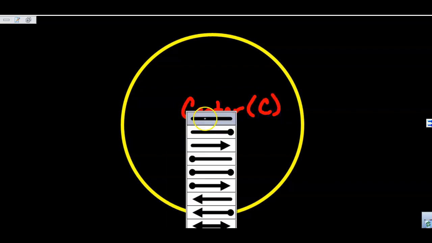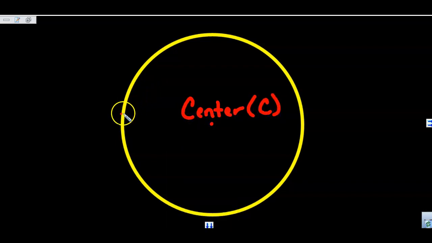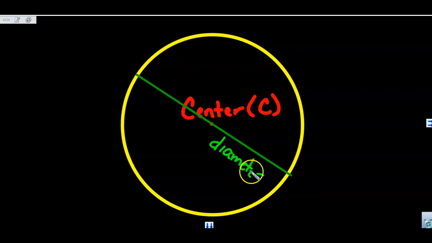Another part of a circle is when we have a line that touches any two sides but goes straight through the center. This is what we call the diameter. And we use a lowercase d to label the diameter.